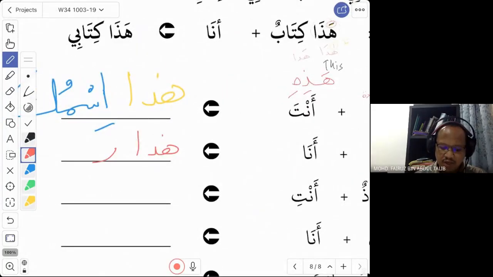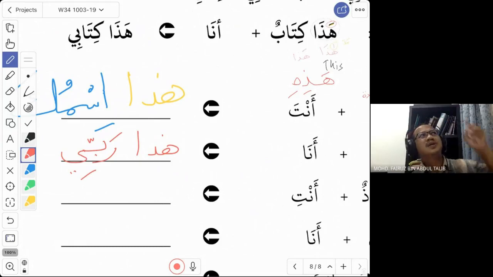So now we join the word Rab and Ana, and it becomes Rabbi. Haza Rabbi. This is like what the Prophet Ibrahim said. In the Quran, Allah mentioned Prophet Ibrahim when he saw the moon. He looked at the moon and said, this might be my God. So he said, Haza Rabbi. This is my God.